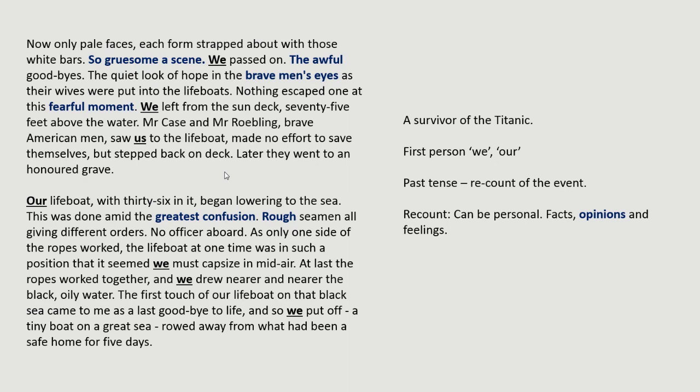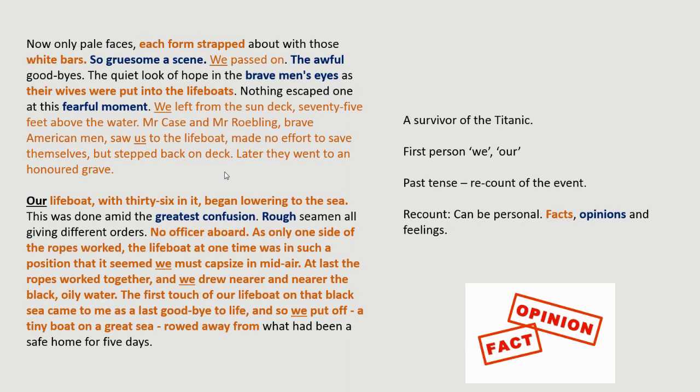So there's lots of opinions in that piece, but there's actually more facts than opinions. And there I have highlighted all of the facts in a sort of orangey, brown, coppery colour there. Each form strapped, so they were strapped in white bars. They actually passed on. Wives were put in lifeboats. They left from the sun deck. All of these things could be proved through corroboration of things. So we've got a lot more facts there than opinions.